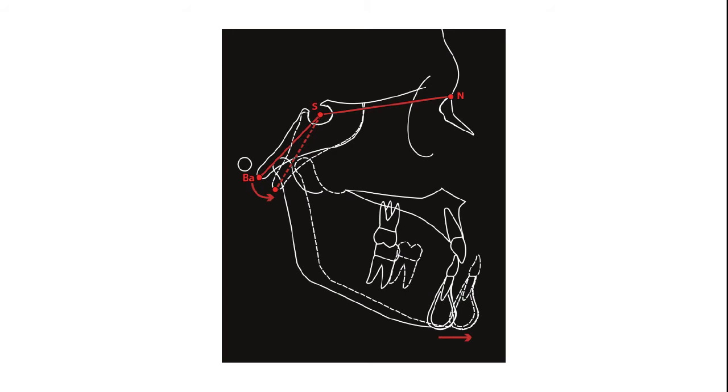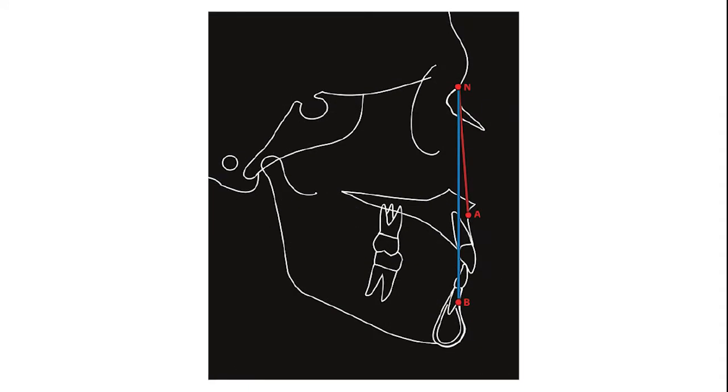If Basion is difficult to identify on lateral cephalometric radiographs, articulare may be used instead. Normal value for N-S-Articulare is 125 degrees plus or minus 5 degrees.